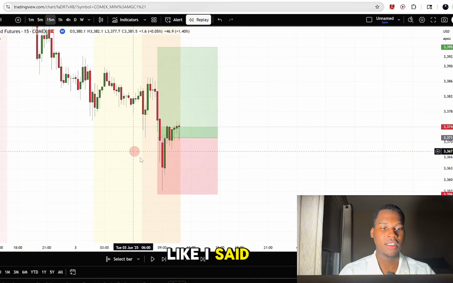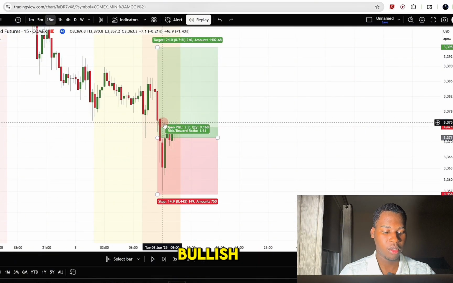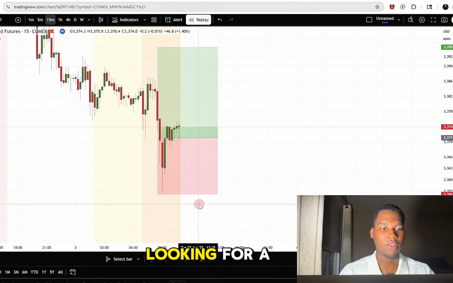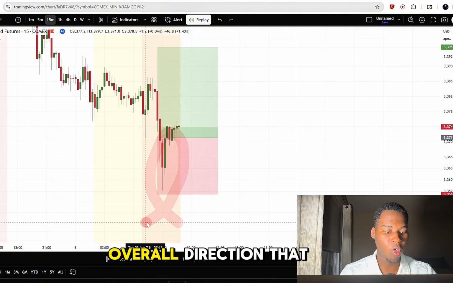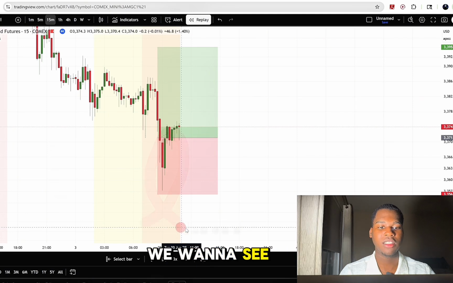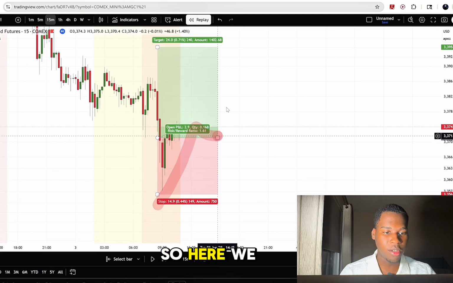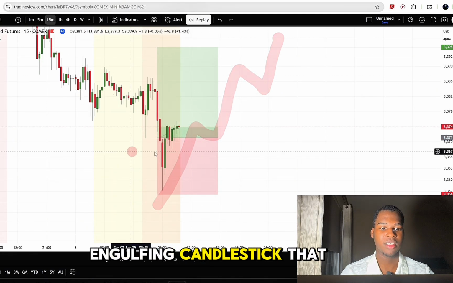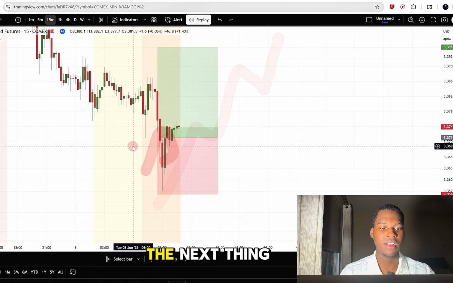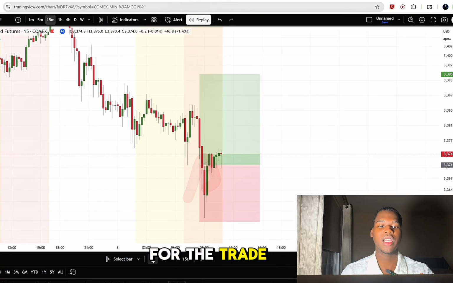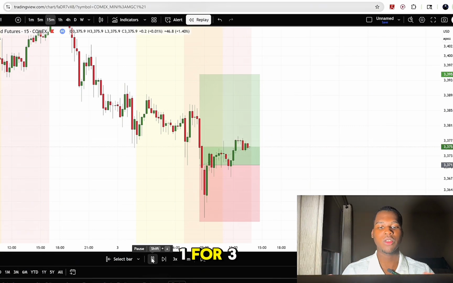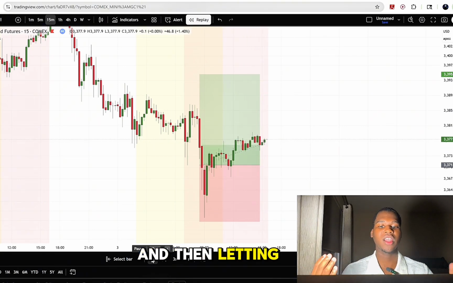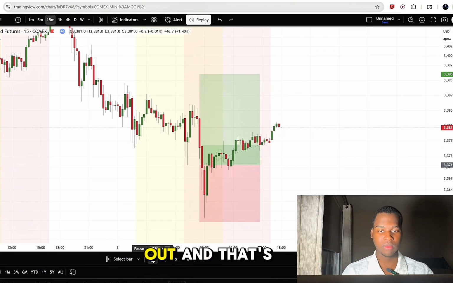Like I said, since we are bullish, we are mainly just going to be looking for a bullish engulfing candlestick inside of the overall direction that we want to see the market go in. So here we get that bullish engulfing candlestick that we're looking for. The next thing is just waiting for the trade to play out, going for our 1-for-1, 1-for-2, 1-for-3 risk to reward, and then letting the trade play out.